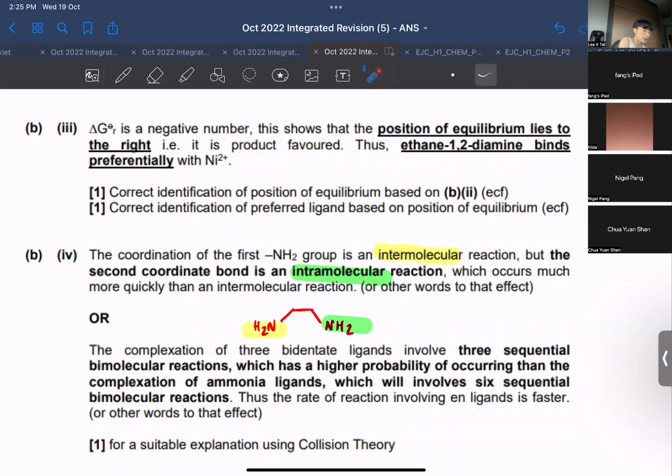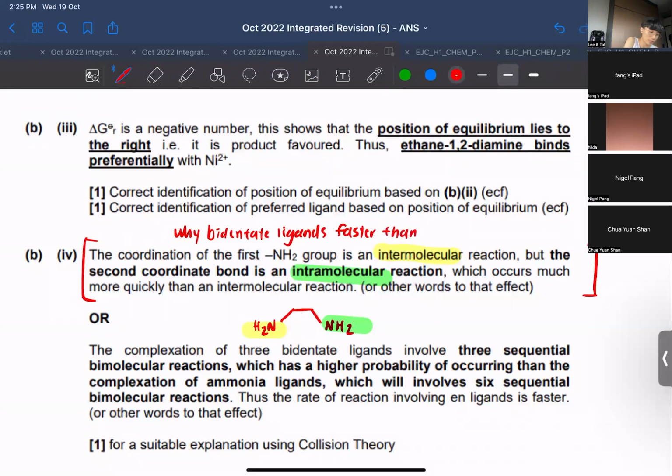So I suggest you take note of the first one, because the first one is a lot easier to digest. If this really does come out in the exam again, I hope you can get this 1 mark. Why are bidentate ligands faster than monodentate ligands? From now on, just remember this as your template answer. It doesn't have to be word for word. Just remember the words intermolecular and intramolecular, and you're settled already.